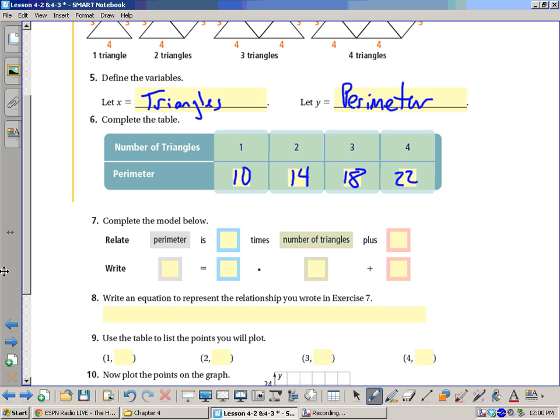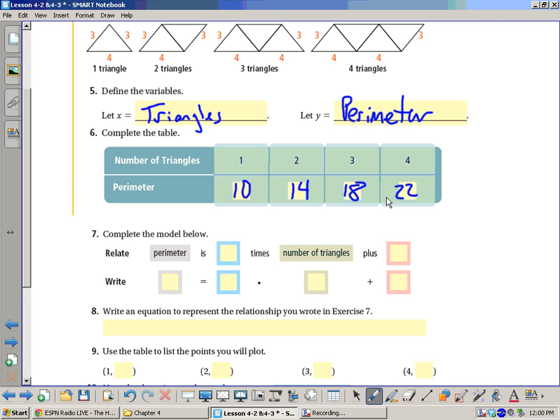So we're going to complete the model here. The perimeter is blank times the number of triangles plus what? So if we take the pattern here as it is, we would say that the perimeter is 4 times the number of triangles plus 6. If we look at our pattern here, if we multiply 1 by 4, we get 4 plus 6. Then we multiply 2 times 4, we get 8 plus 6 is 14.